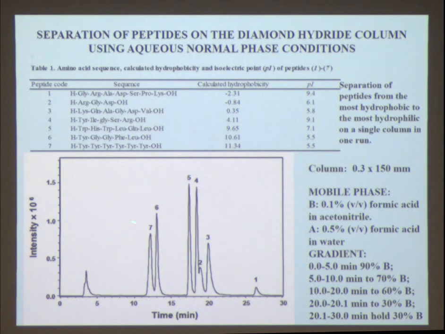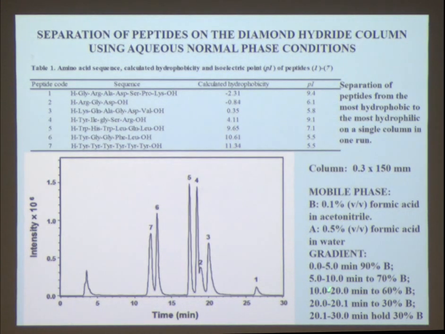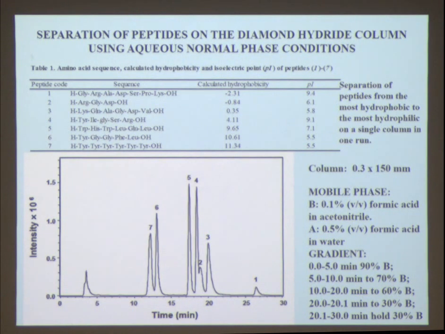And what have we done? Well, we've separated those 7 components, not perfectly to baseline in this case, but we're more interested in understanding a bit more about the properties of the material. In a single run, a gradient run in the normal phase mode, we are retaining and pretty much completely, except for this one pair here, 2 and 4, separating a series of peptides that go from extremely hydrophobic to very hydrophilic. It's almost impossible to do this on any other type of stationary phase. Wouldn't be done.